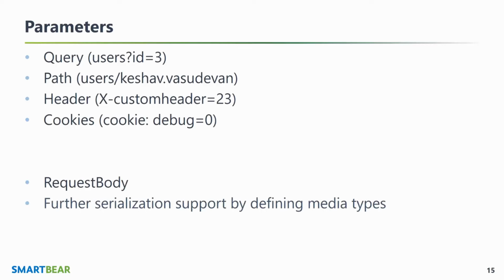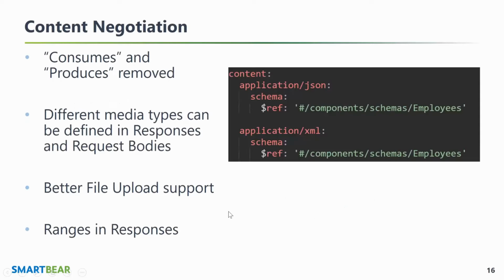And also, a big change, there's no longer the body parameter from Swagger 2.0. So when you're defining a post operation, you don't use the body parameter. It's been replaced with the request body. And request body also allows you to send form data. And finally, of course, these parameters are reusable, and they can be specified as reusable components under the components section. And finally, of course, in this demo, we will be covering content negotiation. So, from Swagger 2.0, consumes and produces have been removed.